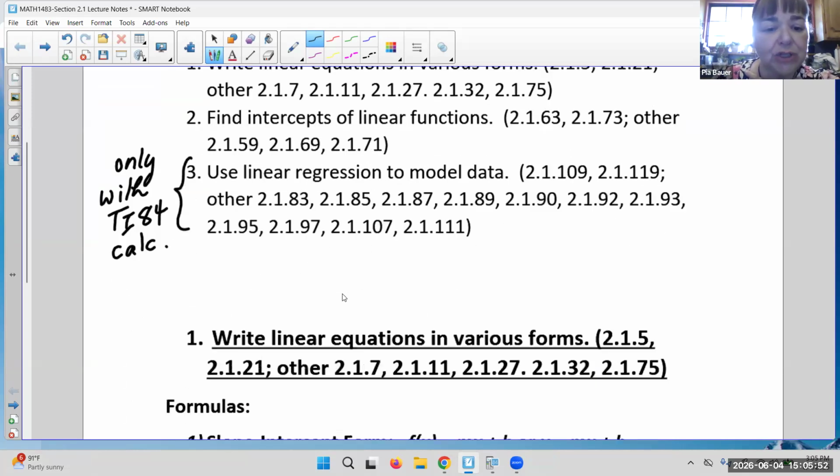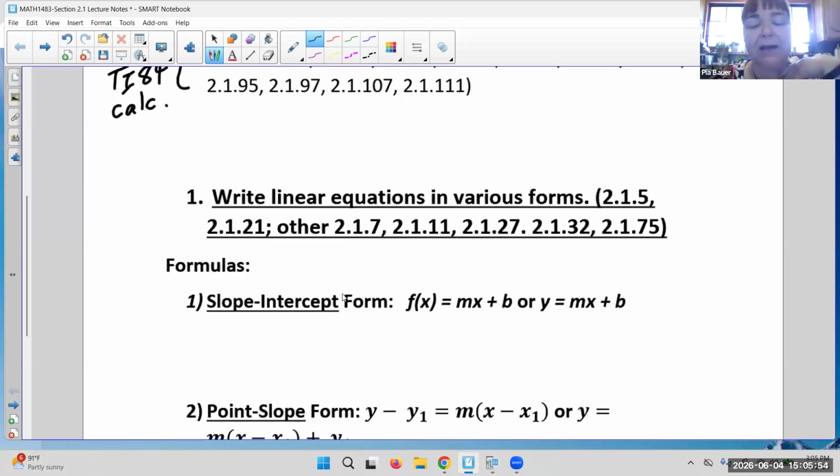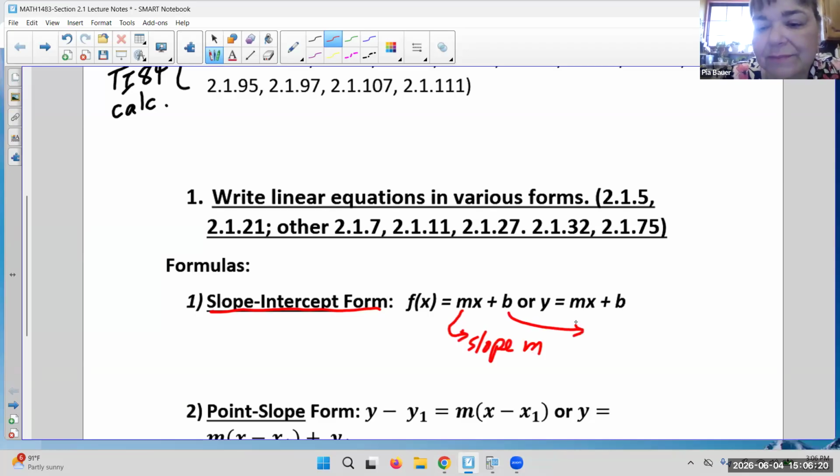But we're going to move on to the various forms to write linear equations in. You have the slope-intercept form that you are already familiar with. It's called the slope-intercept form because m is the slope and b is the y-intercept.